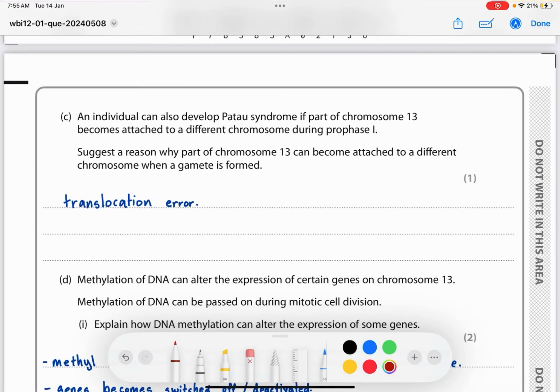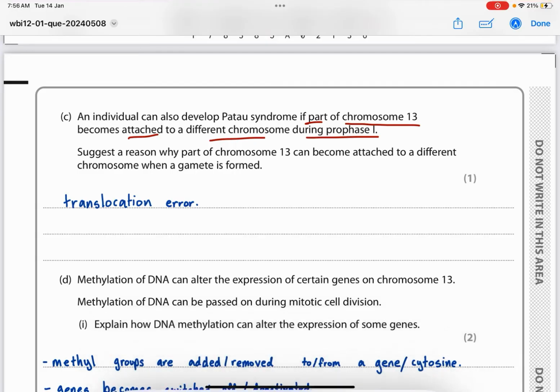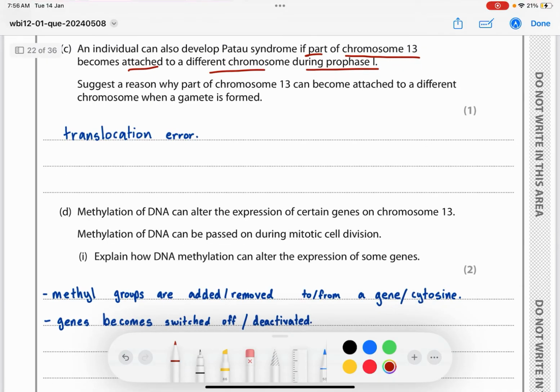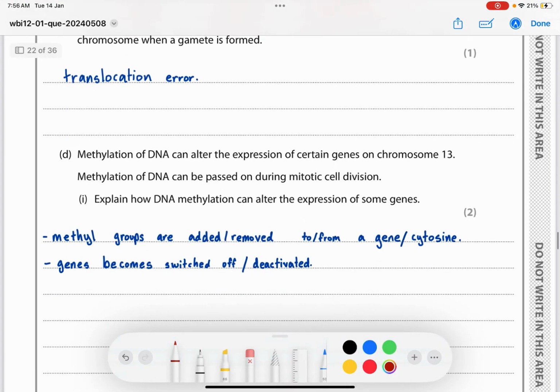An individual can also develop Patau syndrome if part of chromosome 13 becomes attached to a different chromosome during prophase 1. Suggest a reason why part of chromosome 13 can become attached to a different chromosome when a gamete is formed. So we know that this occurs when there's a translocation error. So when a translocation error occurs, this is what happens.